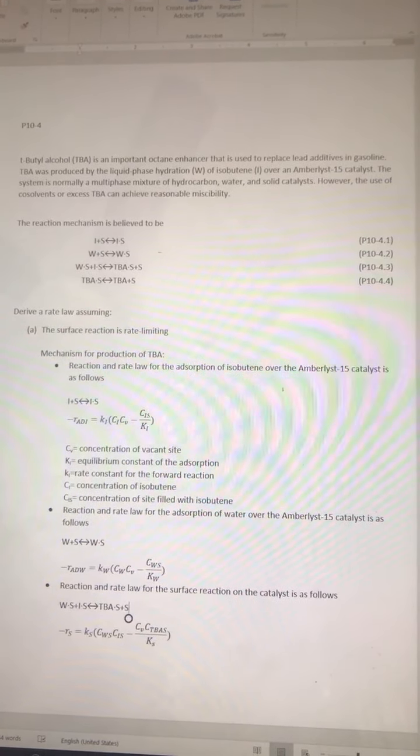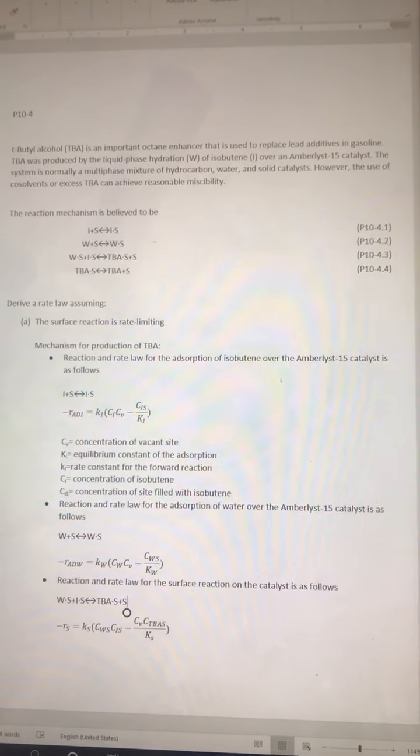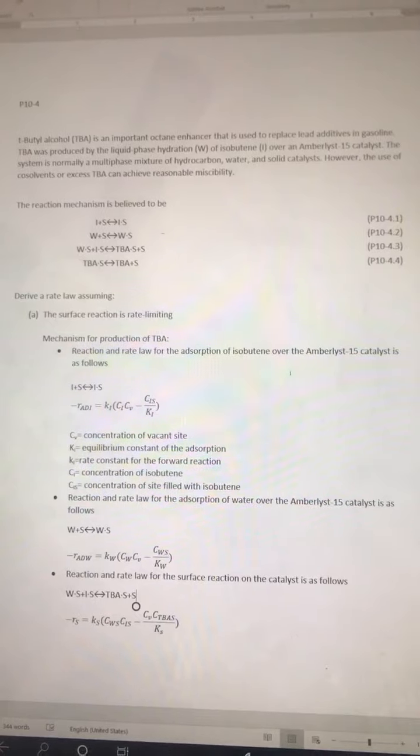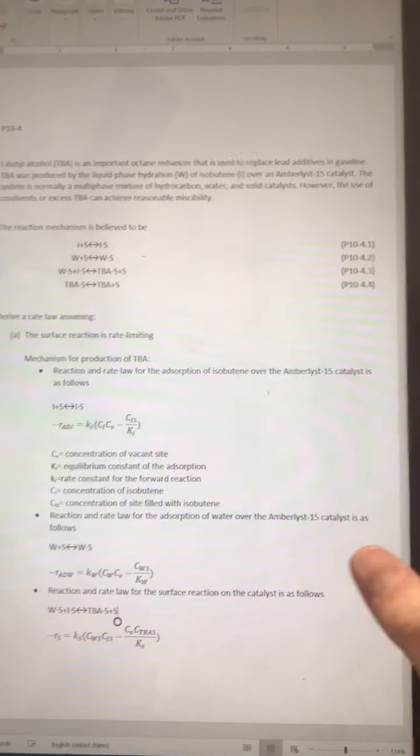Today I'm going to be going through problem 10.4 of Elements of Chemical Reaction Engineering, 4th edition. So I'm going to start off by reading the problem, then we'll dive into the solution.